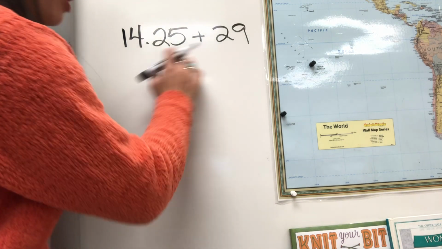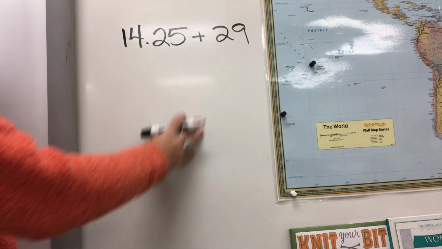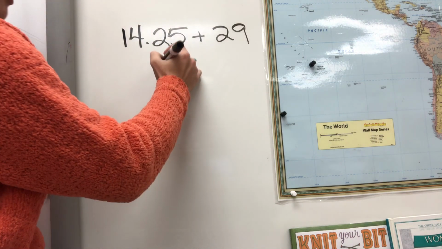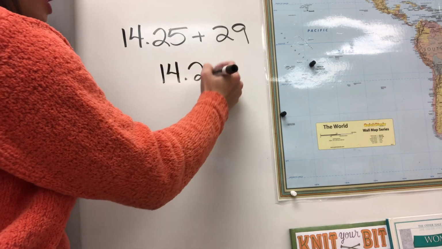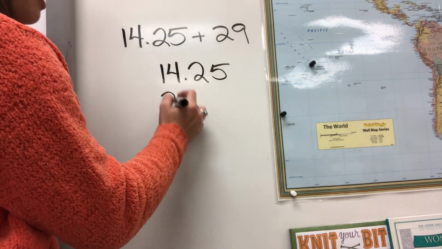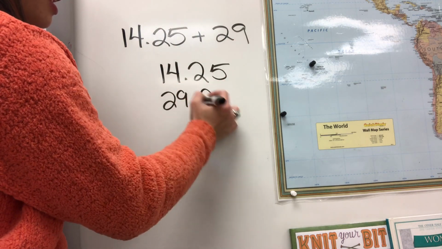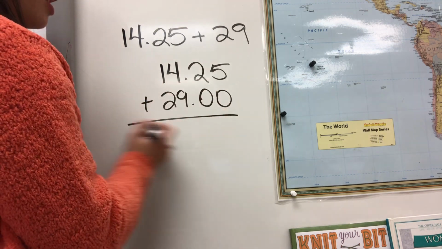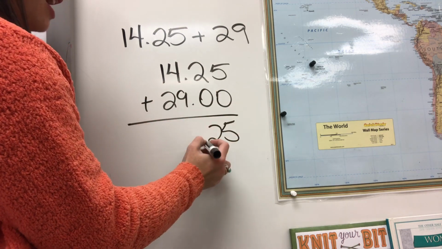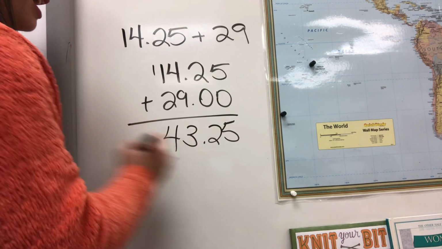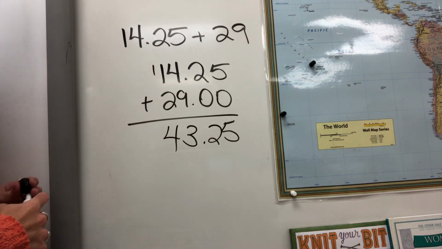It doesn't matter the order in which we add because of the commutative property, we will still get the same sum. So all I have to make sure that I do is line up my decimals. Again, 29 has an imaginary decimal to the right of the ones. I put my zeros, and like regular addition, you just add down. And my answer would be 43 and 25 hundredths.